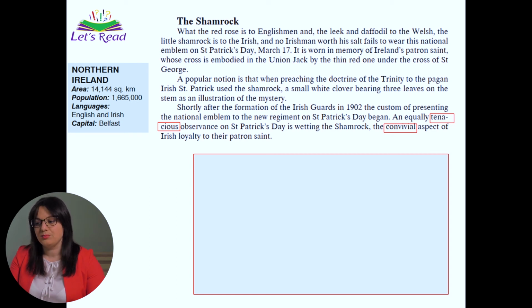A popular notion is that when preaching the doctrine of the Trinity to the pagan Irish, St. Patrick used the shamrock, a small white clover bearing 3 leaves on the stem, as an illustration of the mystery. Shortly after the formation of the Irish Guards in 1902, the custom of presenting the national emblem to the new regiment on St. Patrick's Day began. An equally tenacious observance on St. Patrick's Day is wetting the shamrock, the convivial aspect of Irish loyalty to their patron saint.